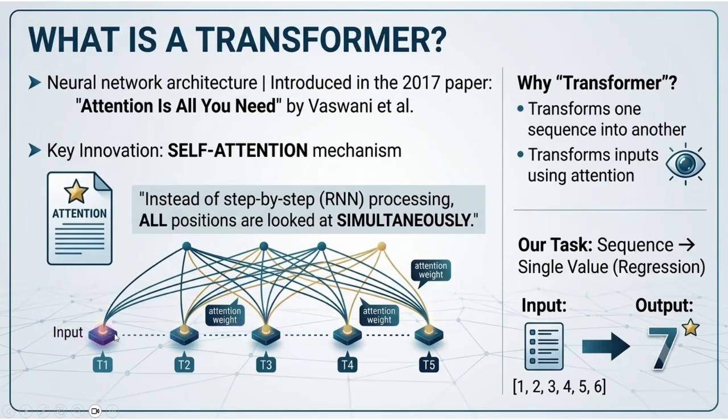The name, transformer, comes from the fact that it transforms one sequence into another. In our case, we're transforming an input sequence 1, 2, 3, 4, 5, 6 into a single output number, 7. This is a regression task, which means we only need the encoder part of the transformer.